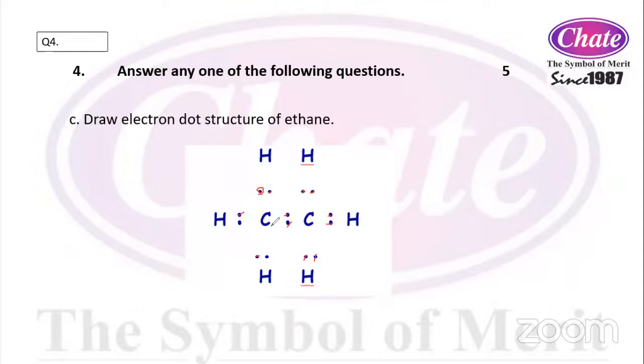Now at the end, if you count around carbon, there are 8 electrons. 1, 2, 3, 4, 5, 6, 7, 8. So this is the sharing of electrons to achieve the octet. In this case also, this carbon: 1, 2, 3, 4, 5, 6, 7, 8. So this carbon also has 8 electrons around. In case of hydrogen, it's a duplet. That means every hydrogen got 2 electrons in the sharing. So this hydrogen has 2 electrons. This hydrogen also has 2 electrons. So in this way, you can draw the electron dot structure of ethane.